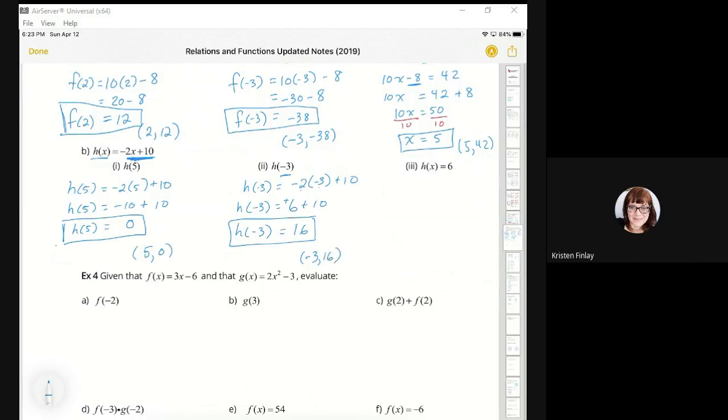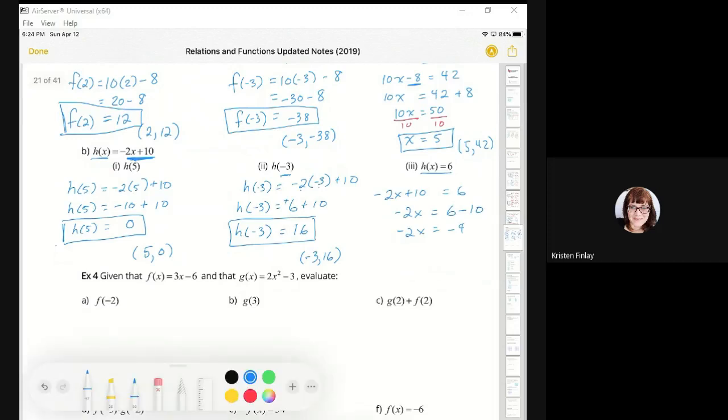And here, like the last example, we're going to solve for our value for x. So what we mean is that h of x, which is negative 2x plus 10, is equal to 6. So I want to rearrange and find out what value of x did I substitute in to get that. So I have negative 2x is equal to, moving this 10 to the other side, I'm going to subtract it, because I'm subtracting it from both sides. So negative 2x is equal to negative 4. And then we will divide both sides by negative 2.